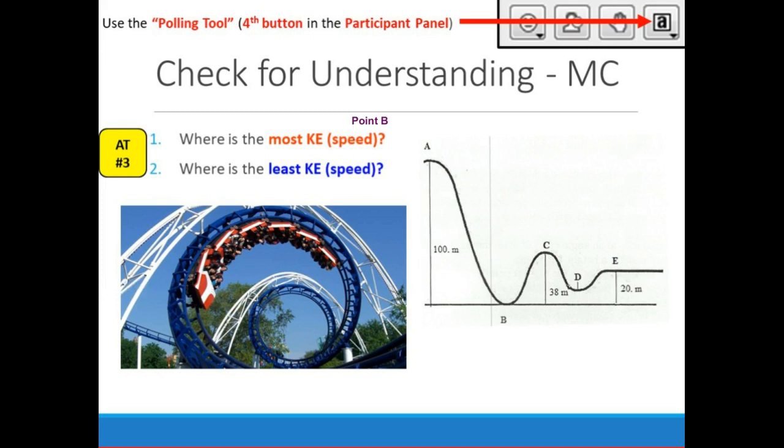Now, where do we have the least amount of speed? Again, thinking about a roller coaster, where are you not moving? Where's that one point where you're not moving? Nope, Kim, you can use the same answers twice. All right, use your polling tools, guys. Where do we have the least amount of speed? Where are we no longer moving? There's that little point where you're not moving.